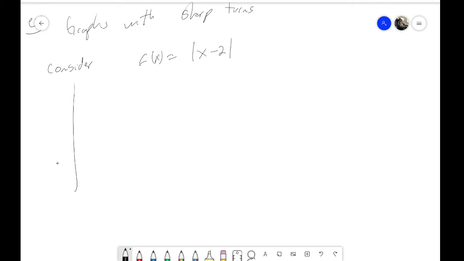If you remember from pre-calc, the minus 2 there implies that you're doing a horizontal shift of the absolute value graph, and the vertex is moved towards the point (2, 0). Okay?